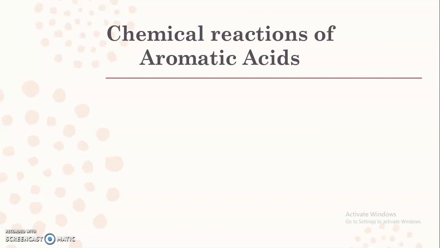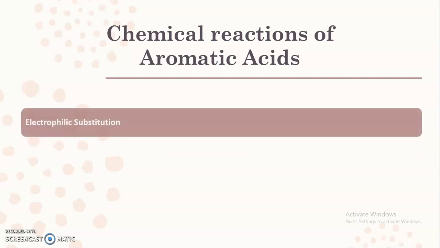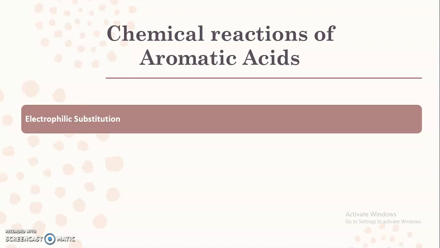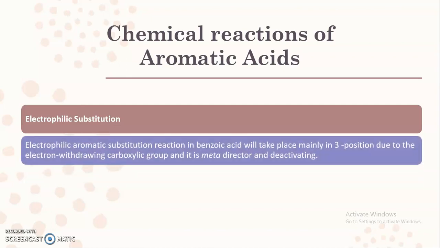Now, one of the prominent chemical reactions shown by aromatic acids, due to the presence of the benzene ring, is the electrophilic substitution reaction. Now we are familiar with what the electrophilic substitution reaction is. This is a type of substitution reaction in which a hydrogen atom of benzene is replaced by an electrophile, and these electrophiles bear a positive charge. That's why these reactions are known as electrophilic substitution reactions.